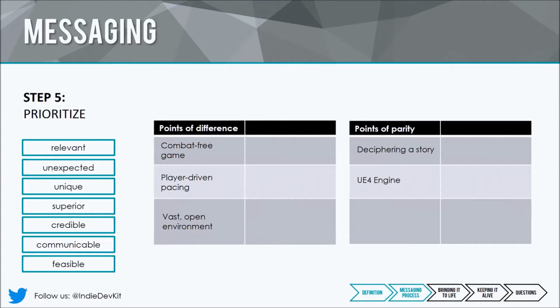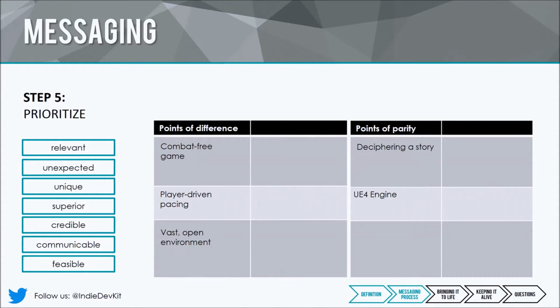But if you don't have a feature that hits on all of these, just try to find the one that hits on most of these and lead with that. Going back to our example, Combat Free is very relevant to an audience that wants to enjoy the story and environment without the pressure of combat and player death. It's also very credible for these guys to be communicating this. They left AAA development to experiment what the opposite of a combat-driven game would look like. Player-driven pacing is again relevant to this audience who does not like to feel rushed. This feature is so core to the game's design that it's unlikely to be cut, making it very feasible.